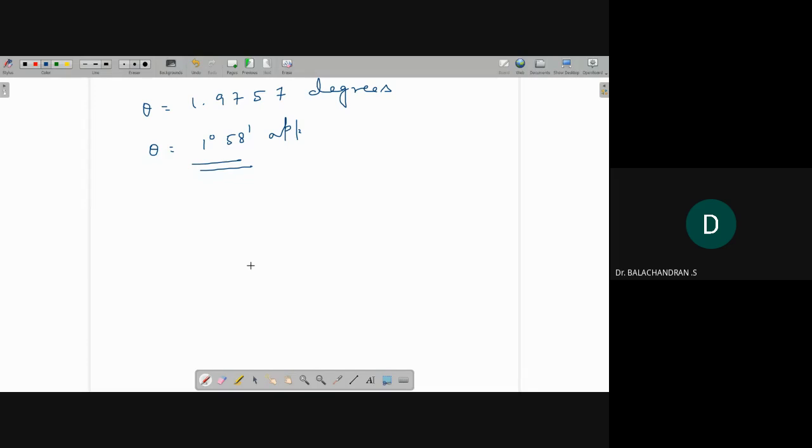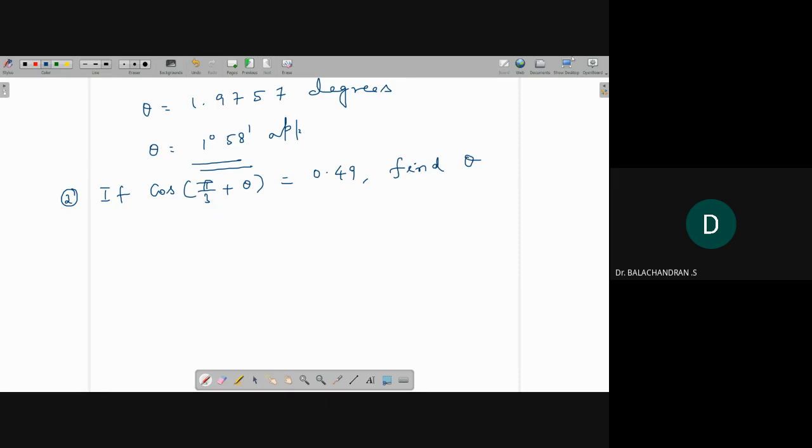Okay, so we'll move to the second problem. If cos of pi by 3 plus theta equals 0.49, find theta.